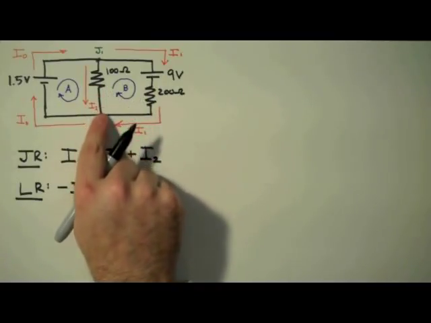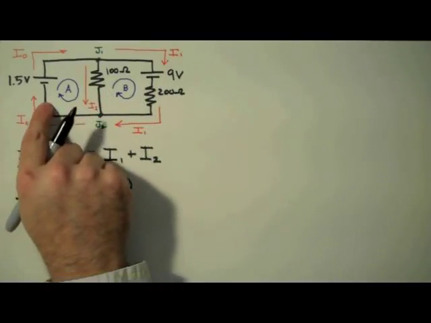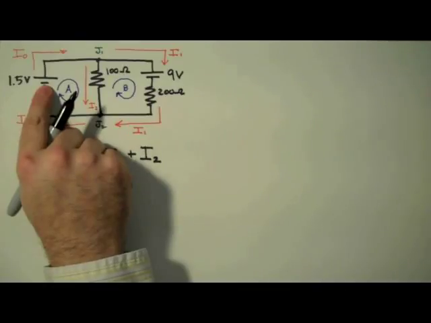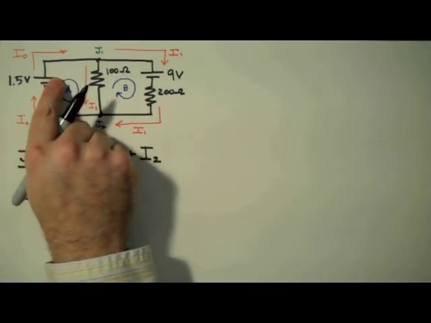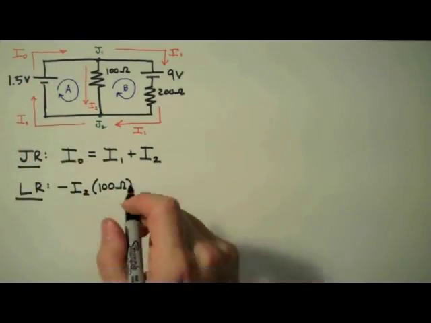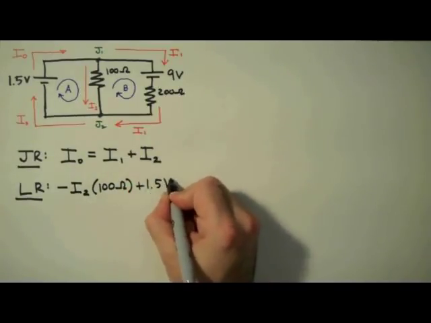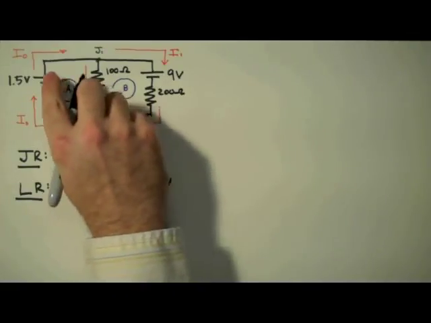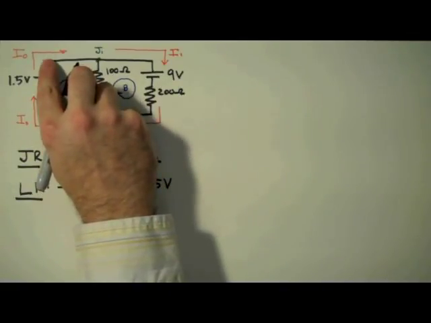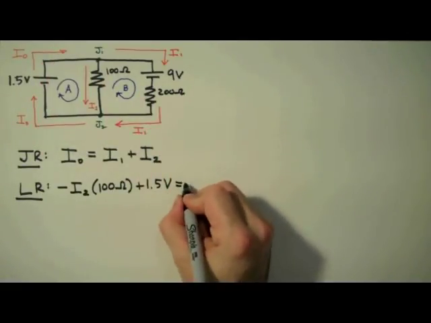And we continue to move clockwise around loop A until we get to our next component, which is the 1.5 volt battery. Here we're moving from low to high, negative to positive. This indicates a voltage lift, positive V. So I'm going to write plus 1.5 volts. And that's the last component in this loop, so I set it equal to 0.